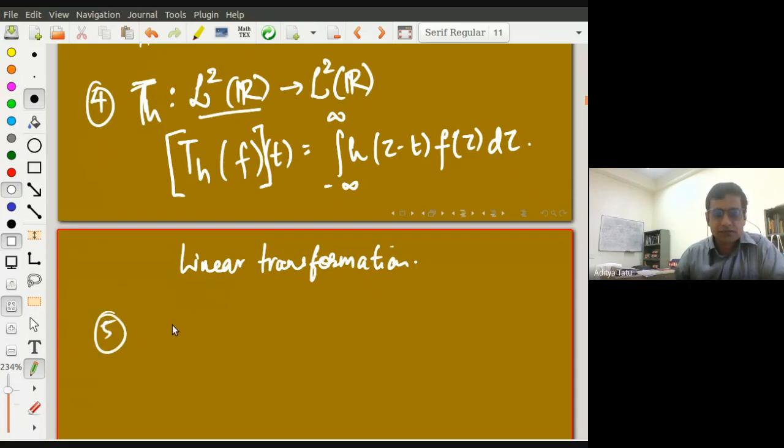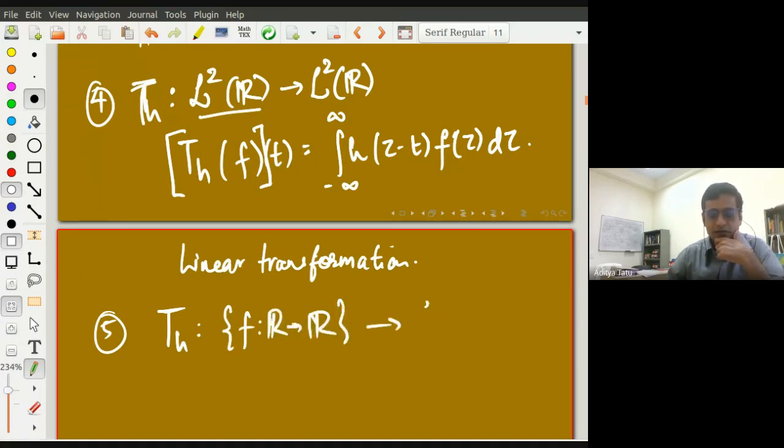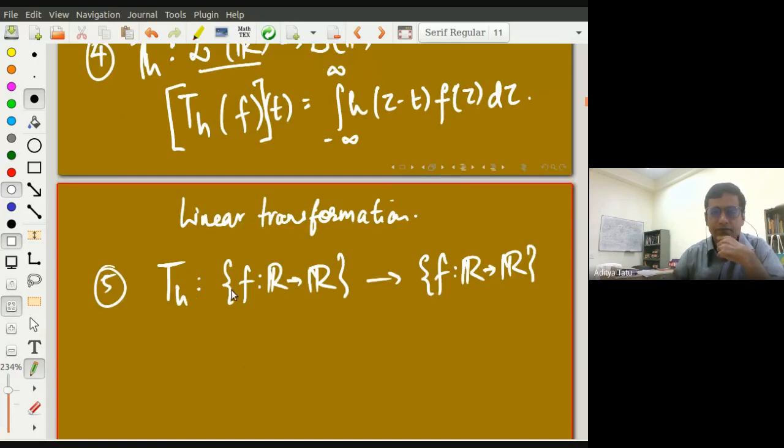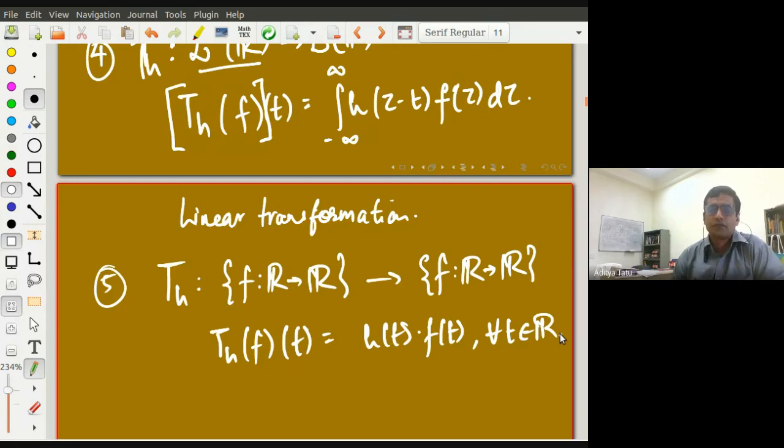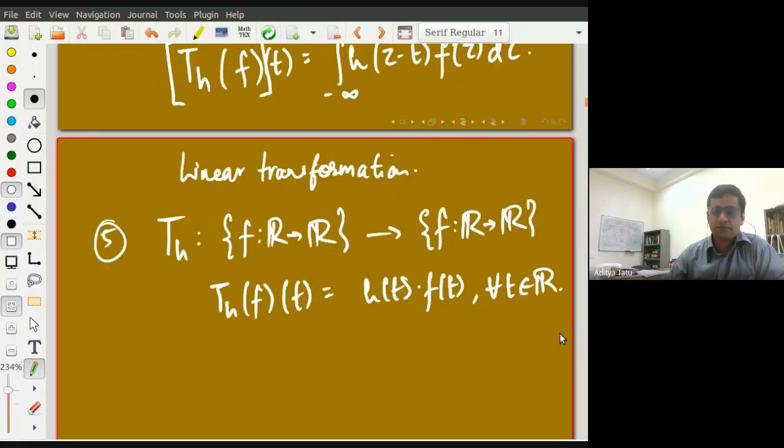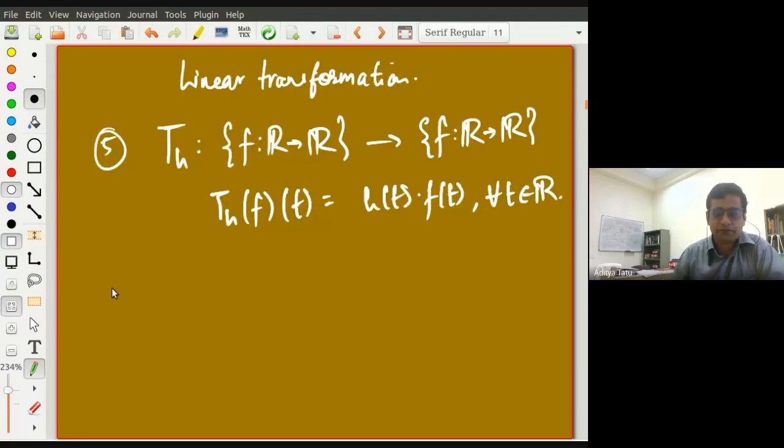And there are several other ways to define a linear transformation. H from, let's say, the vector space of all real-valued functions to itself, where H of f at t is just h(t) into f(t). Is this a linear transformation? Yes.